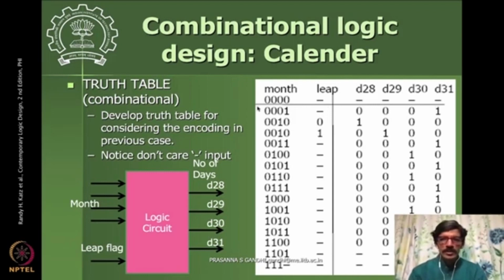Like that you can develop this kind of a table. And once this table is developed, then you can use the combinational logic circuit laws. You know the Karnaugh map, or you have many different ways of getting the circuits for each output. For example, for this D28 output, you can use sum of products, or product of sums. Here you have a lot of options possible.